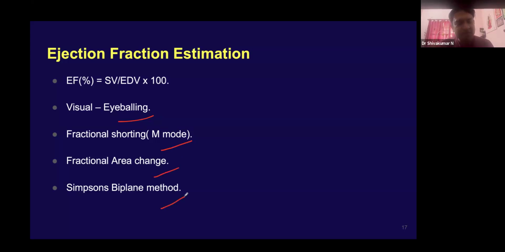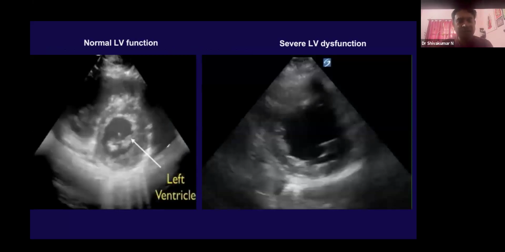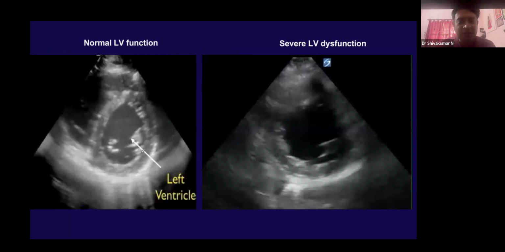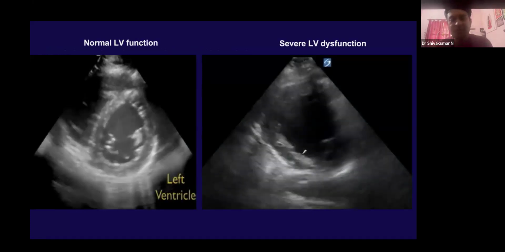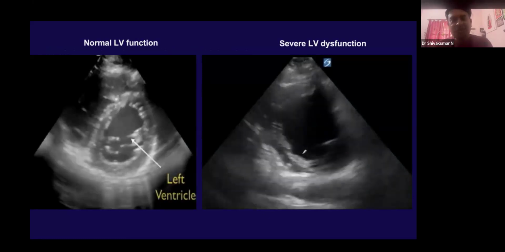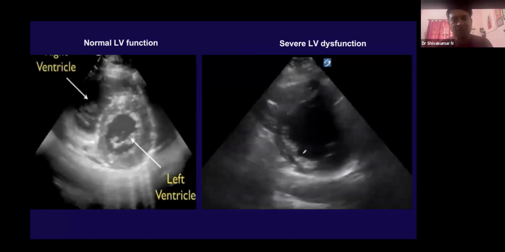Here you can see an echo of a patient. This is a parasternal short axis view. On the left-hand side, the patient has normal LV function. On the right-hand side, in the short axis view, visually, the patient has severe LV dysfunction. So visual estimation is what we do most of the time. We don't estimate the ejection fraction accurately.